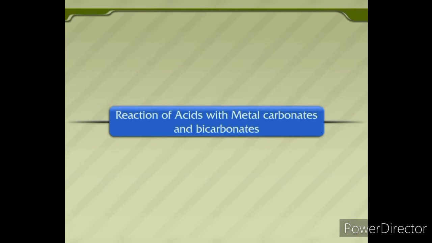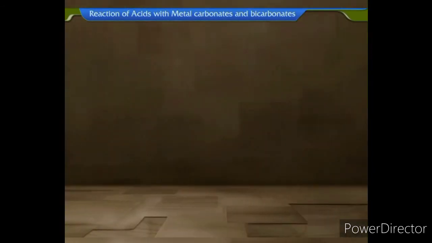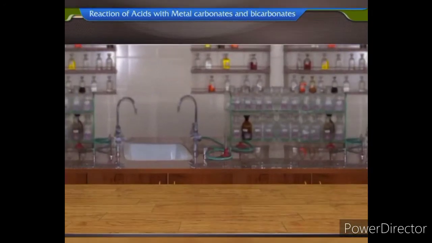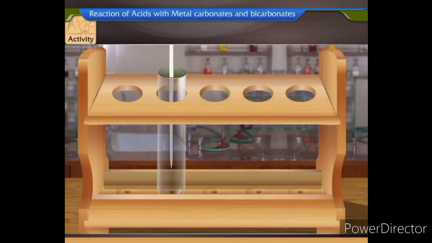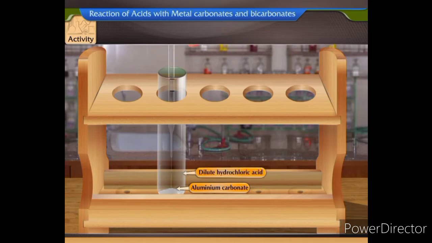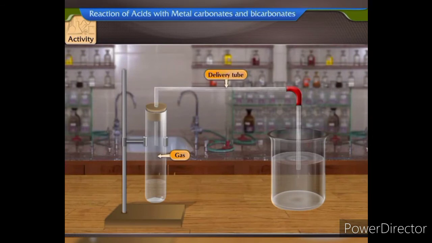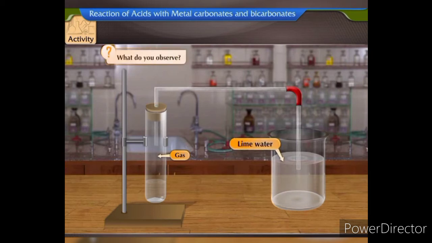Reactions of acids with metal carbonates and bicarbonates. Activity: take some aluminium carbonate in a test tube, add some dilute hydrochloric acid. Let the evolved gas pass through the delivery tube and allow it to react with lime water. What do you observe? The lime water has turned milky.